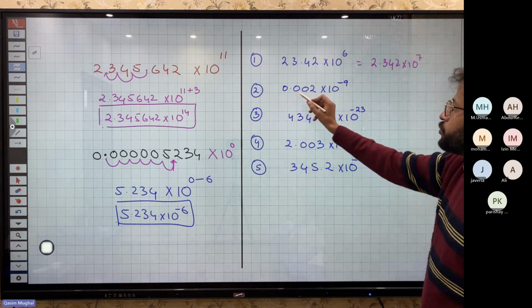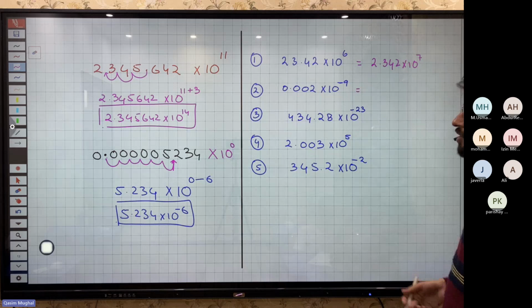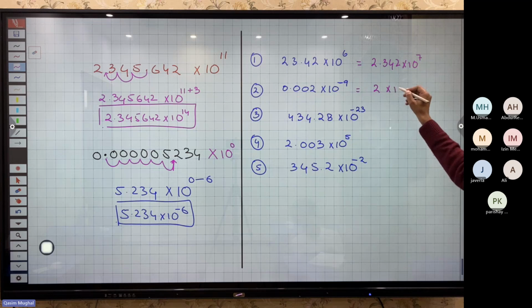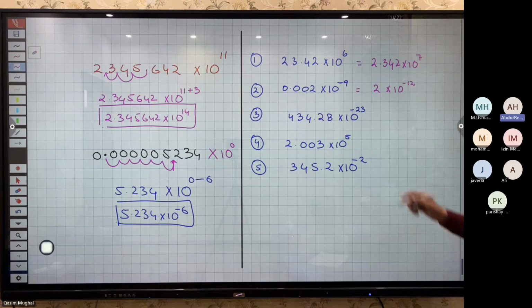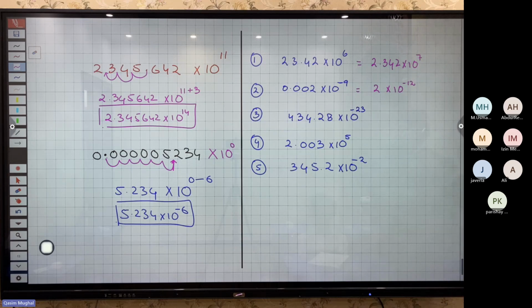In this case, I need to move the decimal 3 spaces to the right, so the power of 10 will decrease by 3 units. So the answer is going to be 2 into 10 raised to the power of minus 9, and minus 3 is minus 12. Sir, can we write it as 2.0 times 10 to the power minus 12? Yeah, you can write it down like that.